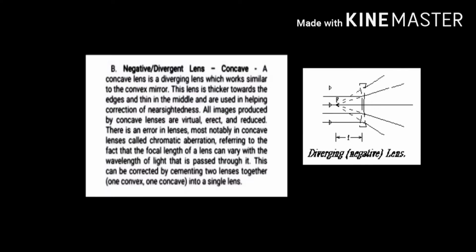There is an error in lenses, most notably in concave lenses, called chromatic aberration, referring to the fact that the focal length of a lens can vary with the wavelength of light that is passed through it. This can be corrected by cementing two lenses together, one convex, one concave, into a single lens.